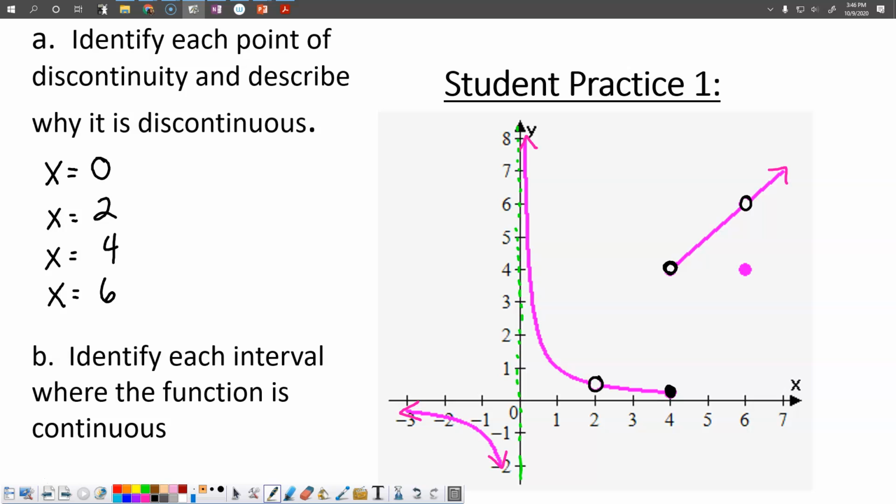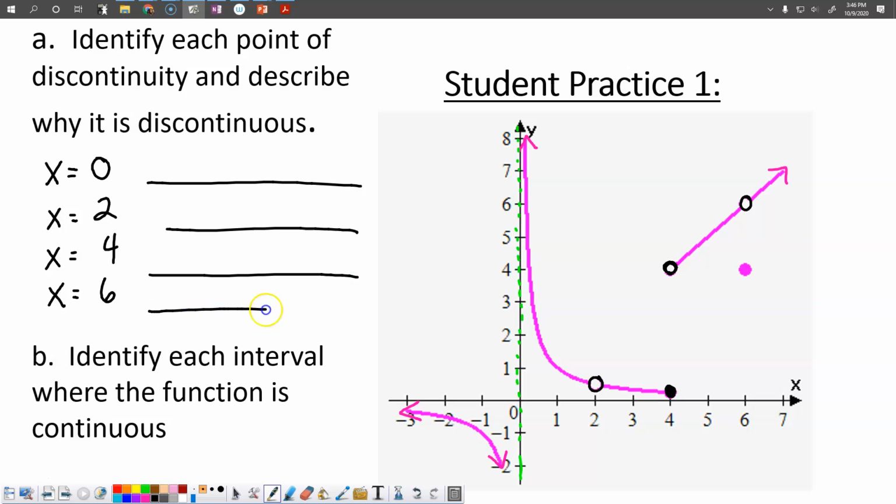Now we get into the really fun stuff. This is the stuff that FRQs are made of. Ready? You need to tell me why. Why is this function not continuous at x equals 0? So why would this function not be continuous at x equals 0? Pause the video and see if you can write the correct answer.